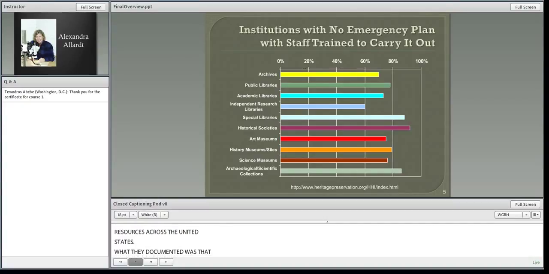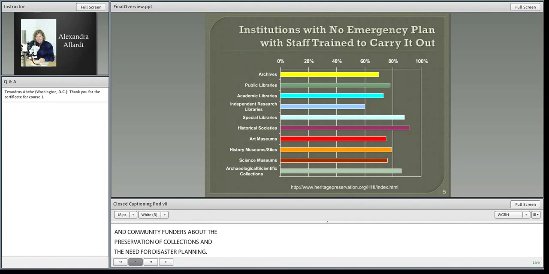So here's my first tip for the day. For those of you that want to make a case to your organization, the Heritage Health Index provides an excellent opportunity for institutions to educate staff, governing boards, local and state decision makers, and community funders about the preservation of collections and the need for disaster planning. This resource is available at the Heritage Preservation website as a free download.